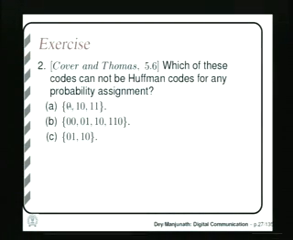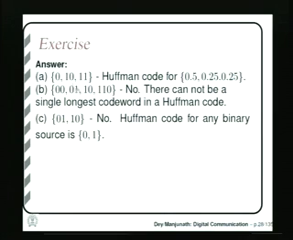So, we have got this code, and this is a Huffman code for the random variable taking three values with probability 0.5, 0.25 and 0.25. And this is not a Huffman code because there cannot be a single longest code word in a Huffman code. The maximum length should be there for two code words for any Huffman code.